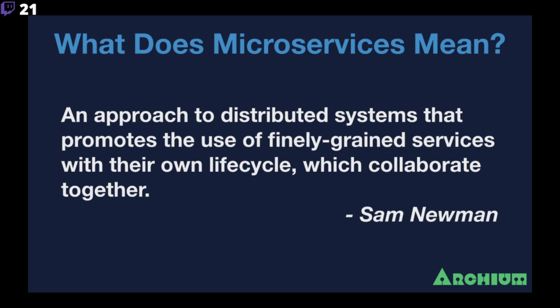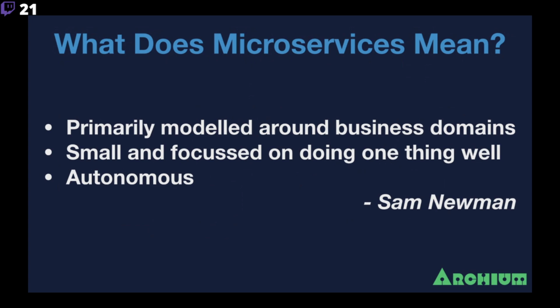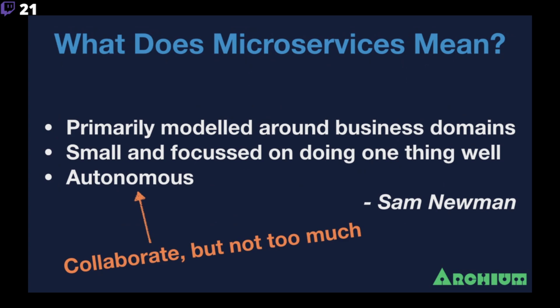He goes on to give a few dot points about services, such as they're primarily modeled around business domains, they're small and focused on doing one thing well, and they're autonomous. And when he talks about autonomous services, he's kind of talking about a service being responsible for achieving its own tasks and trying as much as possible to complete its work without relying too much on the other services around it. So yes, microservices is about things talking to each other, but we also need to think that in order to get autonomy, they need to collaborate, but also not collaborate too much.